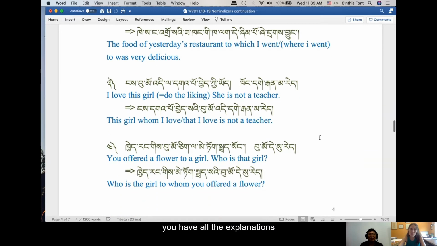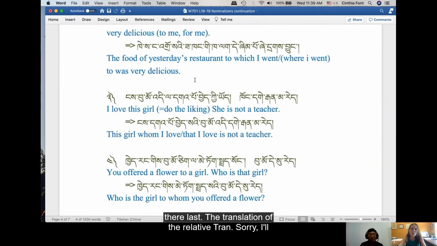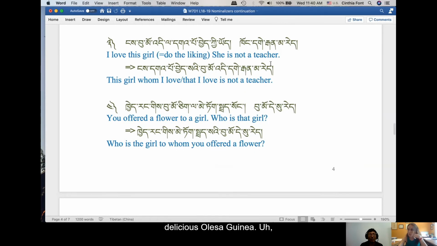I'm just going to do the translation of the relative clause. The food of yesterday's restaurant to which I went, or basically, this is not very good English, I'm just writing it so that you understand what it is: the restaurant where I went to was delicious. Lasso gena. Lasso tene nge pomodila kabochiki kong gegen mare. Nge kabochese pomodi gegen mare.